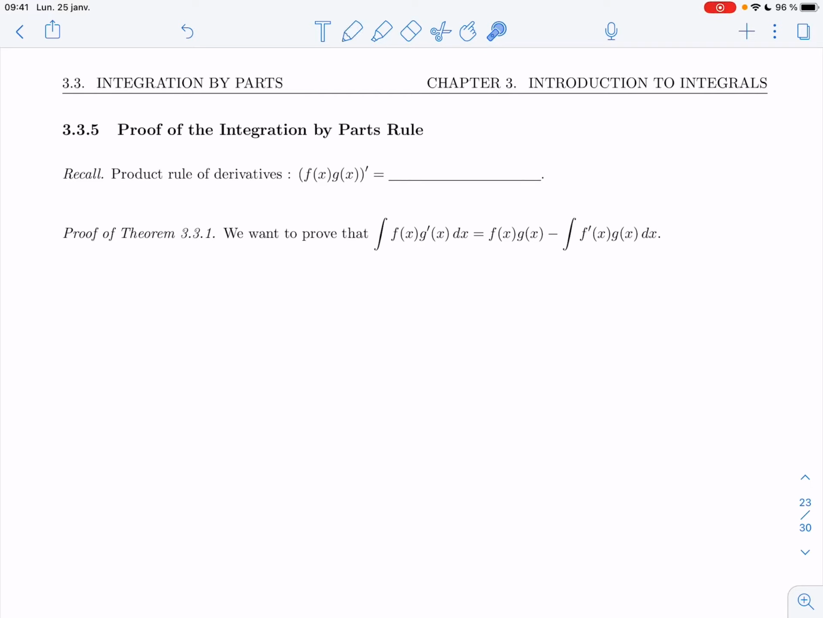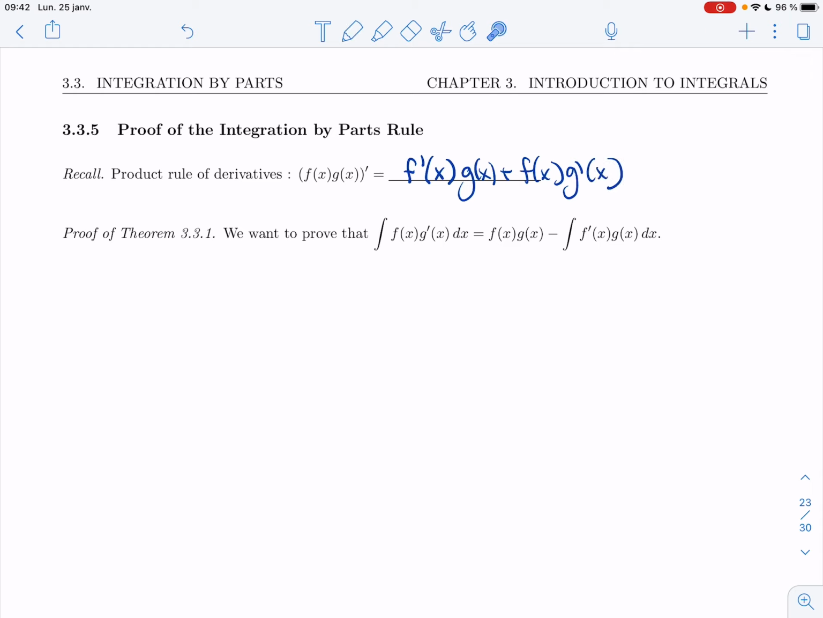All right, the final video in section 3.3 will be looking at the proof of integration by parts. If you remember from the very first video on this, integration by parts is just the product rule of derivatives applied to integrals. So if I had a product like f times g, I would get a derivative which is f prime g of x plus f of x g prime of x.